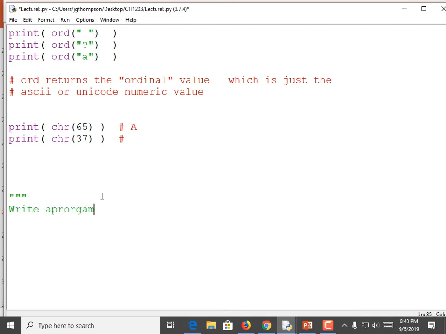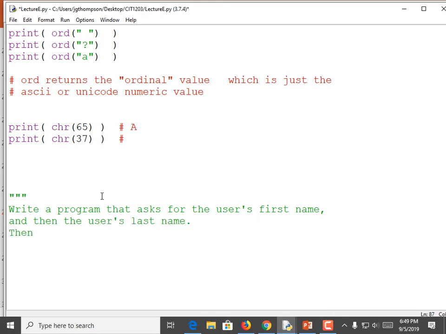Write a program that asks for the user's first name and then the user's last name, then prints out hello followed by their first and last name.